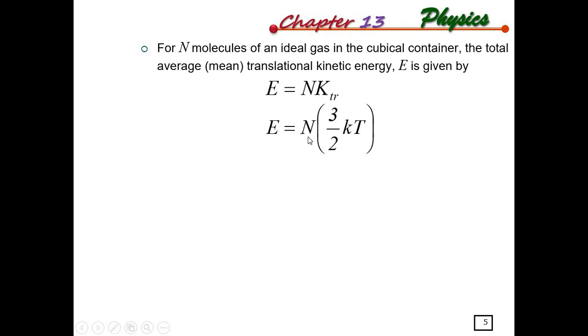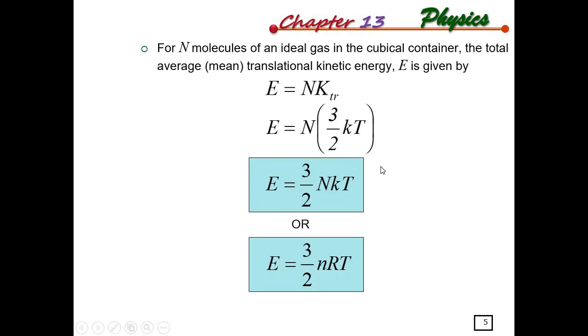And then by rearranging the formula here, for KTR equals 3/2 of kT, we get the equation of energy, E equals N times bracket 3/2 kT. Now we get the equation, the energy for the molecules in the container equals 3/2 NkT, or it can also be written as E equals 3/2 times n, the small letter n, times R times T.